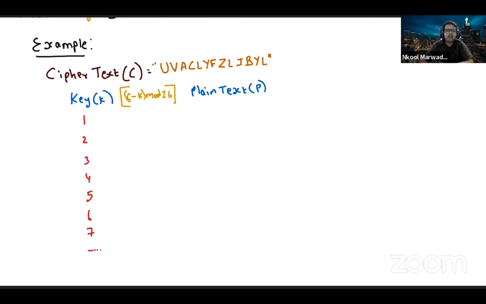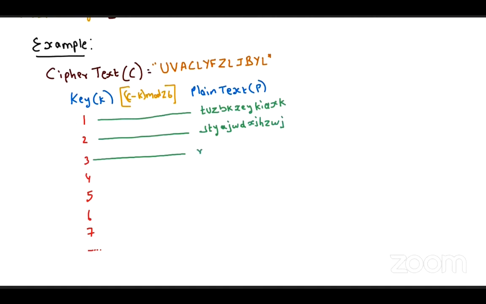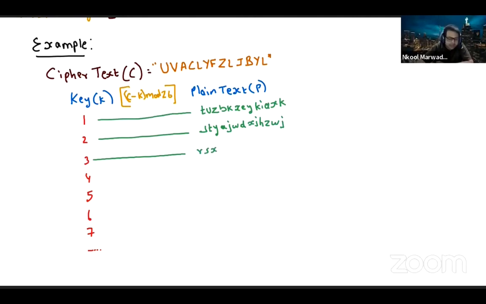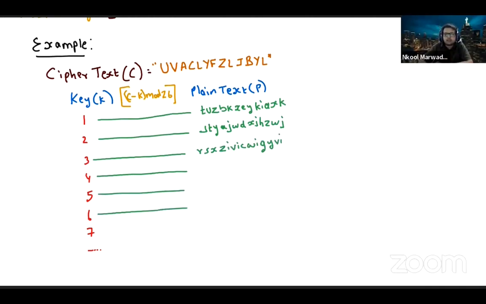After the computation, we get plain text T U Z B K X T Y T I A X T. Then we have something weird: H T Y A J W D X J H Z W J. If we are getting weird plain text, then we understand this is not the key we are looking for. Definitely there will be one key which gives us a relevant, understandable plain text, and that is the eureka moment for us. Similarly we will get some weird text, but for 7, we will get something magical. That is not very secure.